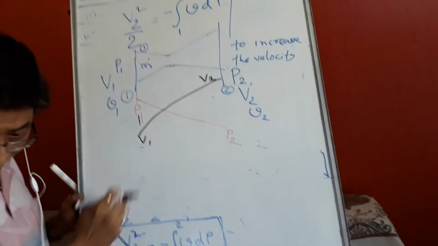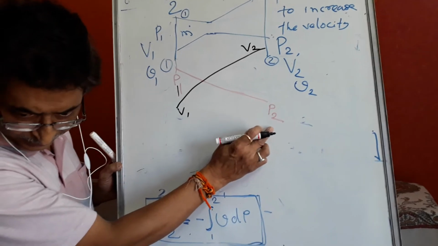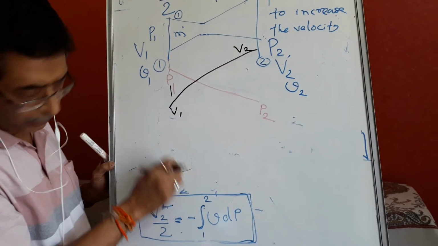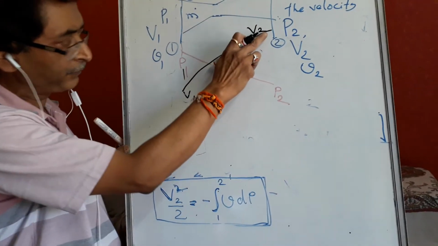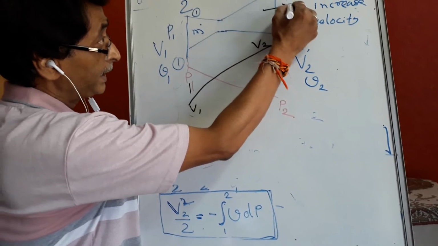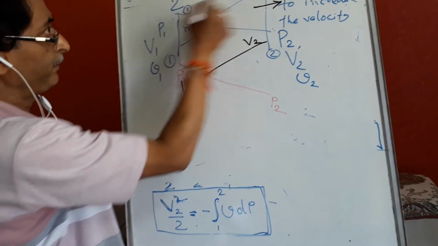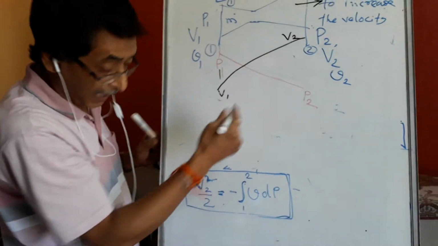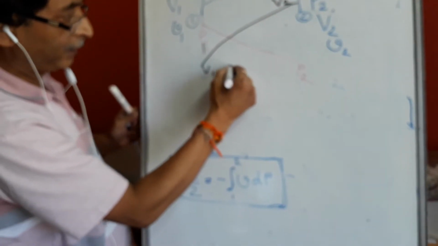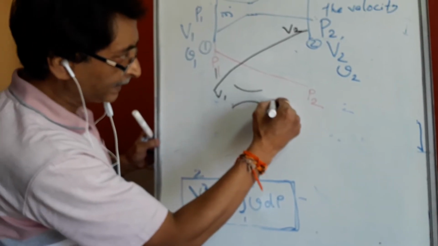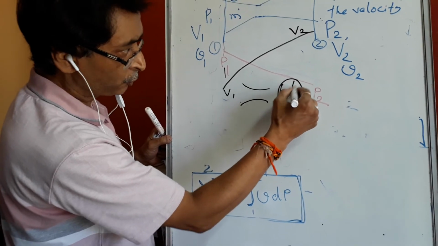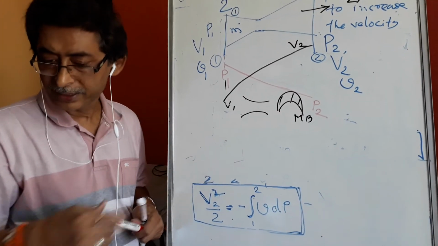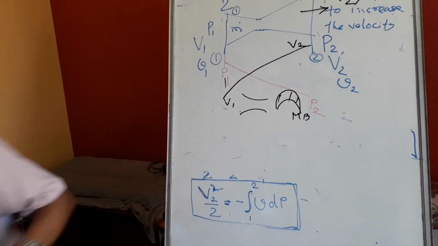Then what am I actually doing in the nozzle? I am reducing the pressure energy and increasing the velocity energy. Why? Because the velocity V2 at the exit is greater than V1, since I am giving kinetic energy. Now, after the nozzle, I am keeping the blades, the moving blades. These are the moving blades of a turbine.